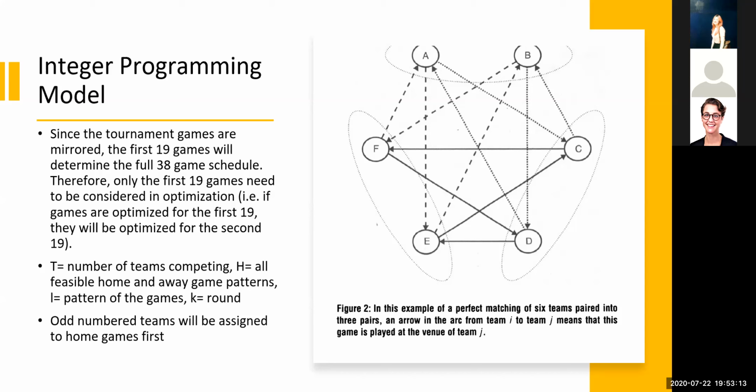And then we also have to define all of our variables before we can put the model together. So here are a few. T is for the number of teams, H is all of the feasible home and away game patterns, L is the pattern of games, and K is a round. And then they stated that odd numbered teams would be assigned to home games first. That just makes it more fair to start that way.